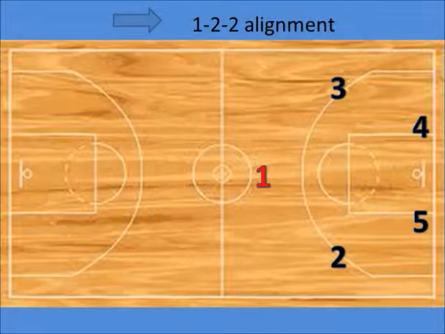Another alignment is a 1-2-2 alignment, where instead of the 4 balancing opposite the 1, they run straight down to the low post. But you can see the numbering system and allocating a role to that number helps the players get good spacing. They have specific roles about where they're meant to go as they move down the court.